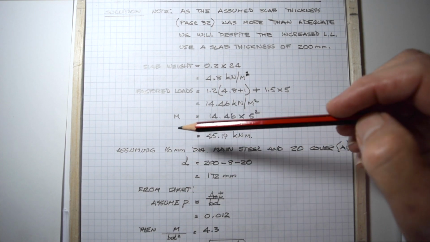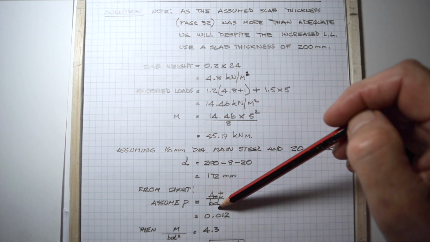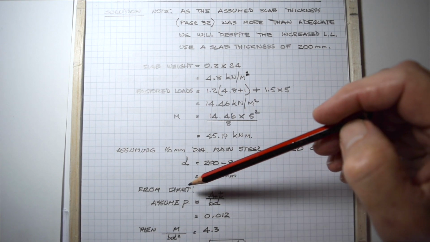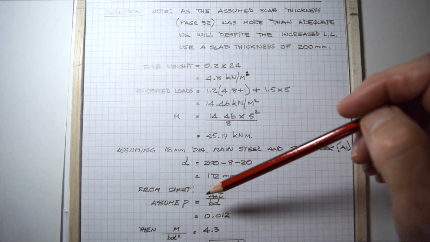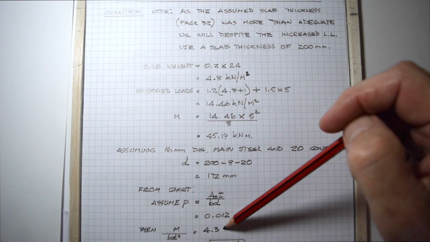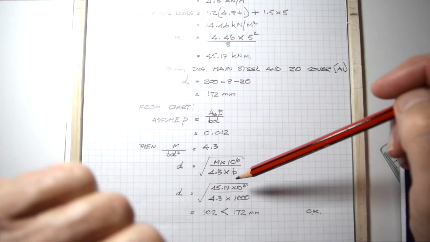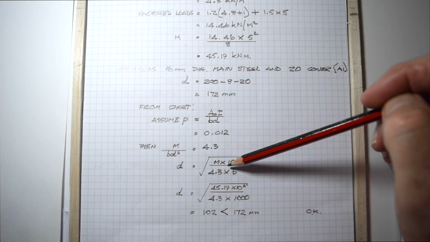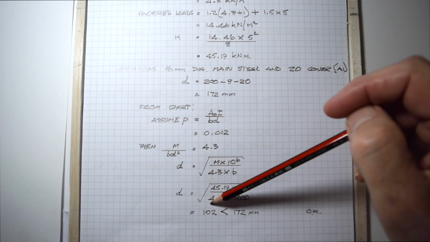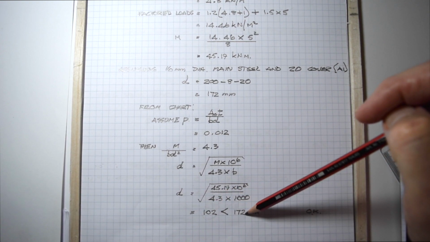From the chart, we can work out, assume a P, which is based on the area of steel over BD, 0.012. Then M over BD squared, which is lambda, gives you 4.3. And going down then, working out what effective depth you require with a lambda of 4.3, we find that 102 millimeters theoretical would be sufficient, which is less than 172.